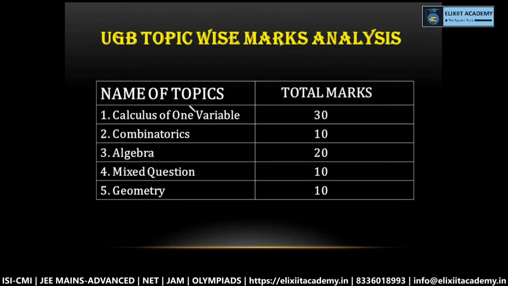Now the next is the UGB, the subjective paper. There were 3 questions from calculus of one variable, which was 30 marks. Combinatorics was 10 marks, and algebra 20 marks. There was one mixed question, meaning a combination of 2 or 3 topics, and one geometry question, that too plane geometry.